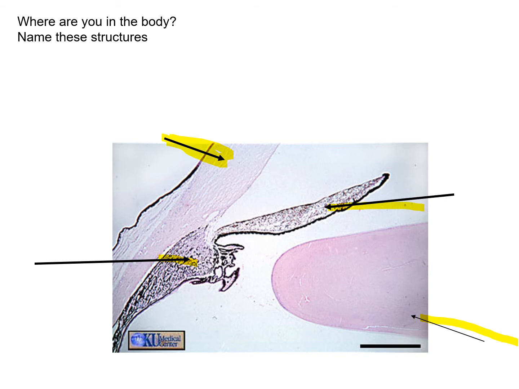It's also part of the vascular tunic. There are 3 parts of the vascular tunic. The iris is one of them. What controls the shape of the lens? Ciliary body. It is the ciliary body. And the last remaining part of the vascular tunic would be the choroid.